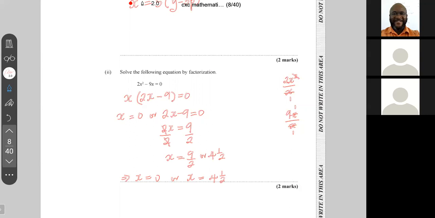Whenever you solve a quadratic equation, you must get 2 answers.